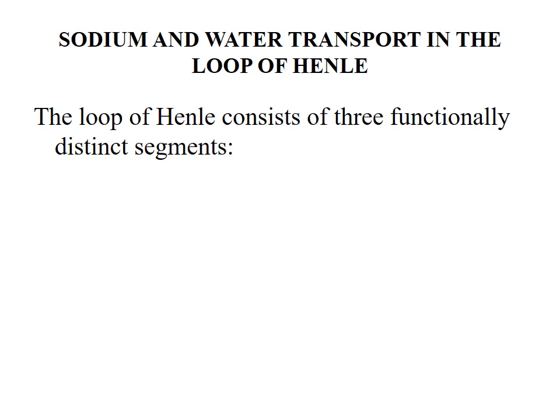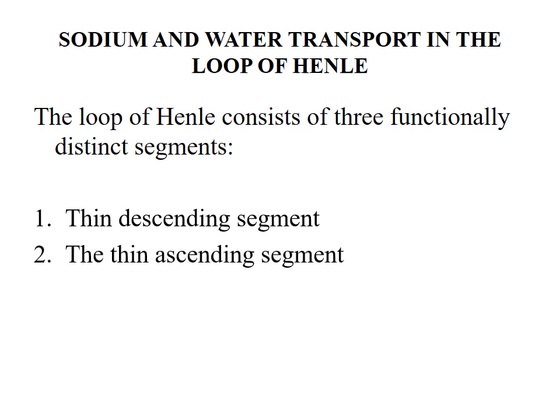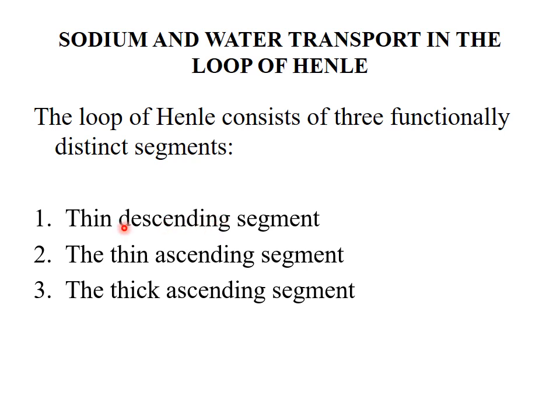Sodium and water transport in the loop of Henle. The loop of Henle consists of three functionally distinct segments: the thin descending segment, the thin ascending segment, and the thick ascending segment. So one of these is going down, which is the thin portion of the descending segment, a thin portion of the ascending segment which is going up, and a thick ascending segment which is also going up.